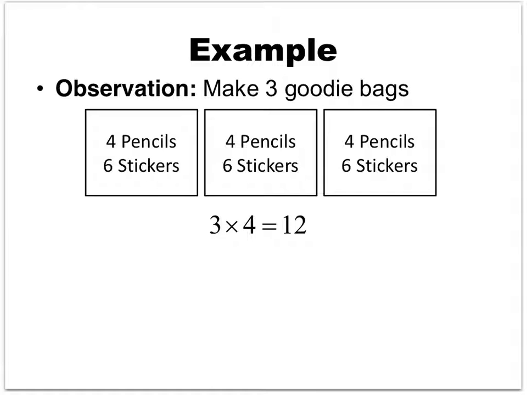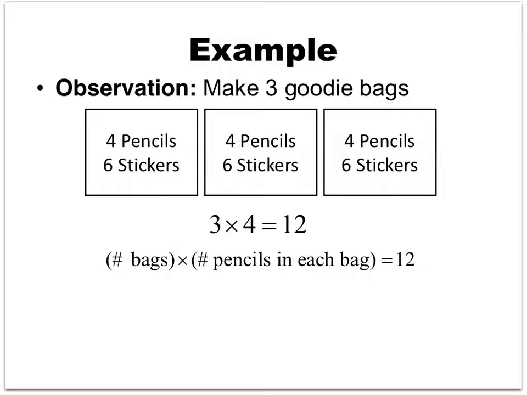So let's make an observation here. In the scenario where we made 3 goodie bags, we could think of each of these bags as a group, and in each one of these groups we have 4 pencils. So we have 3 groups. Each group contains 4 pencils. 3 times 4 is equal to 12. Well, what's significant about that? Well, again, 3 is the number of goodie bags, 4 is the number of pencils in each bag. So what we showed there is that the number of bags that we make times the number of pencils in each bag has to equal 12, which is the total number of pencils.